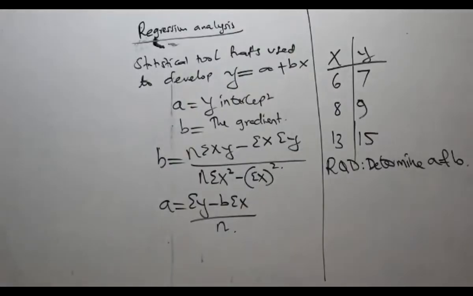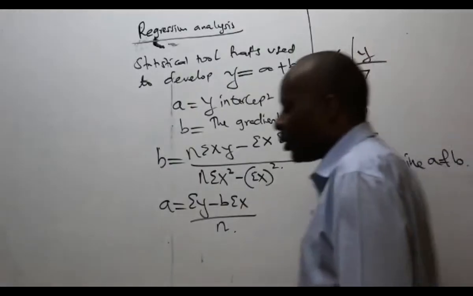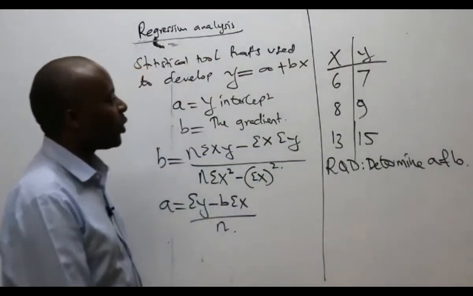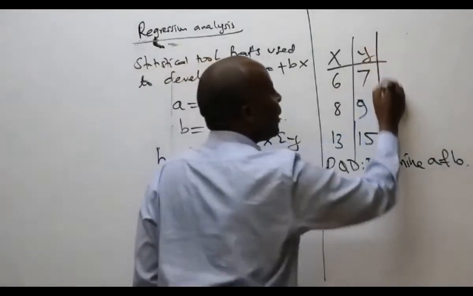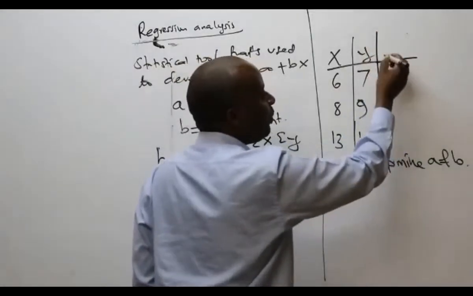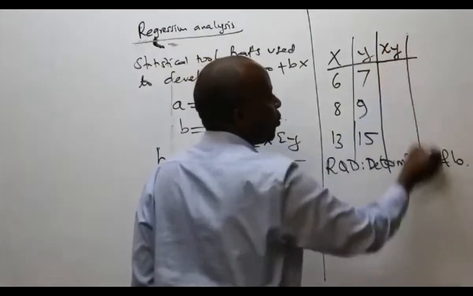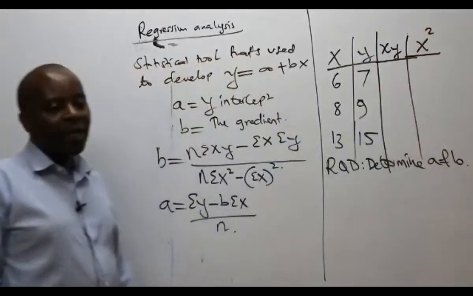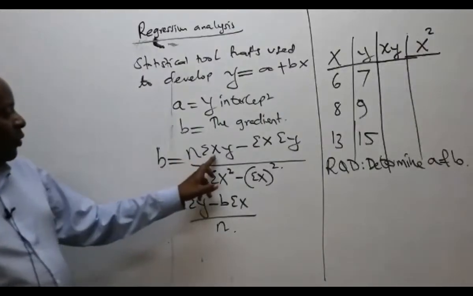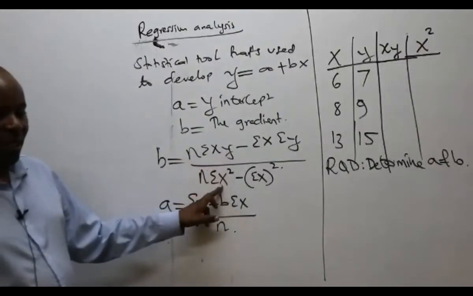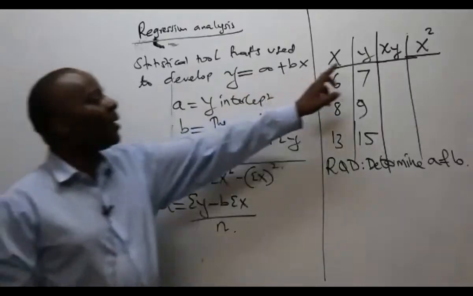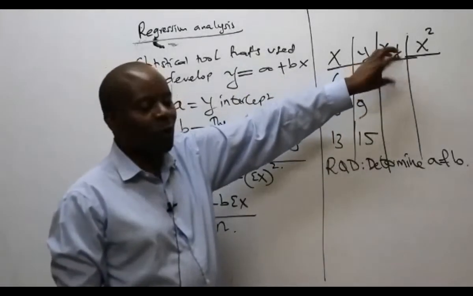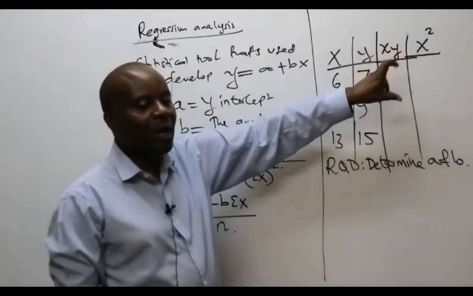So anytime anybody talks of ascertainment of parameters using regression analysis, what you're supposed to do is to create two columns. The first column will capture the multiple xy. The second column will capture the multiple x squared. Basically, we want to take care of this and this. xy means we are multiplying. These are the two additional columns that we would need for us to be able to get the regression parameters.